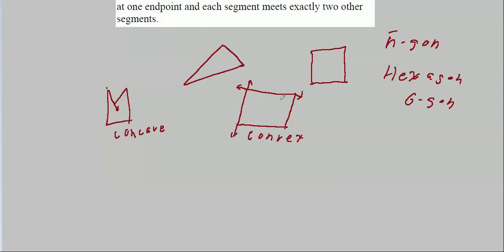Just extend the sides. If any of them would extend out into the interior, it's concave. If not, it's convex.